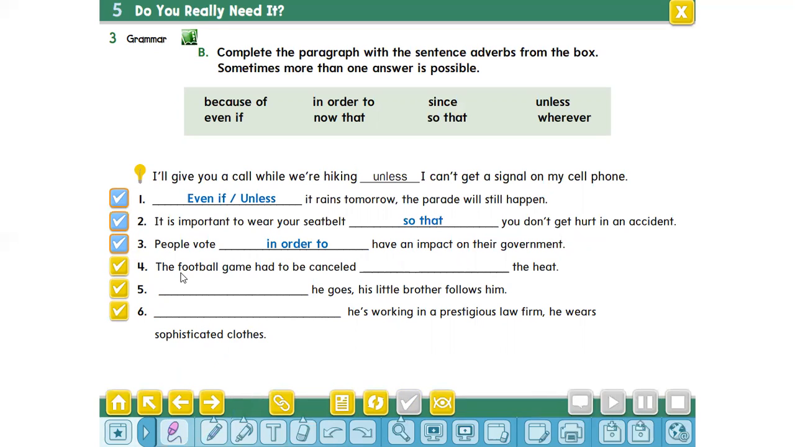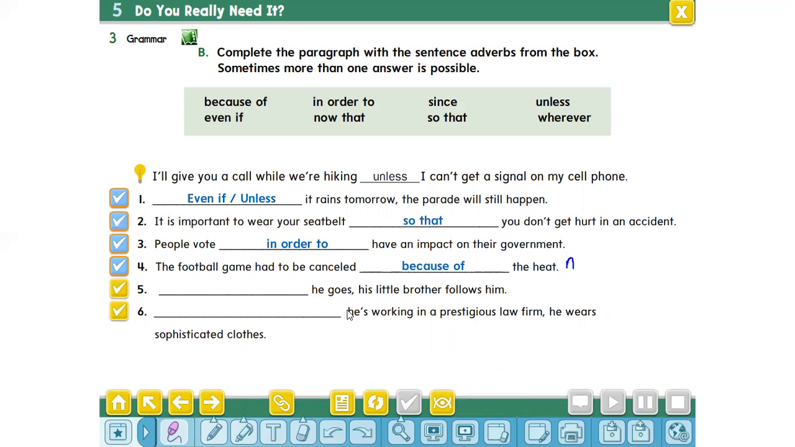Number 4, the football game had to be cancelled. The heat, why? The heat, excellent, it's a noun, pay attention, it's a noun. It's not an independent clause. So, which is followed by a noun? Perfect, my dear students, because of.